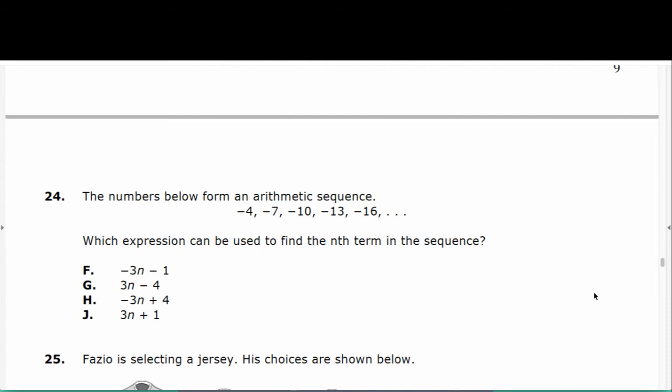Question 24. The numbers below form an arithmetic sequence: -4, -7, -10, -13, -16. Which expression can be used to find the nth term in the sequence? F. -3n - 1, G. 3n - 4, H. -3n + 4, J. 3n + 1.